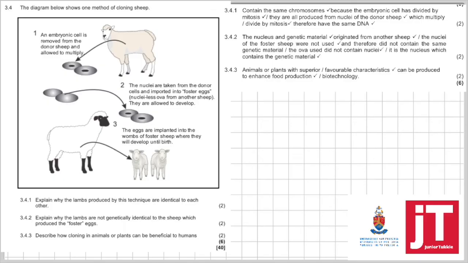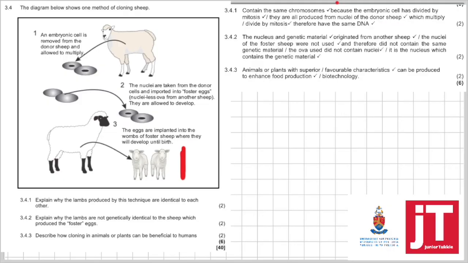3.4.1. Explain why the lambs produced by this technique are identical to each other. Because they contain the same chromosomes, because the embryonic cell has divided by mitosis, right? Or you could have said they are produced from the nuclei of the donor sheep, which divide by mitosis, or they have the same DNA. So any 2.